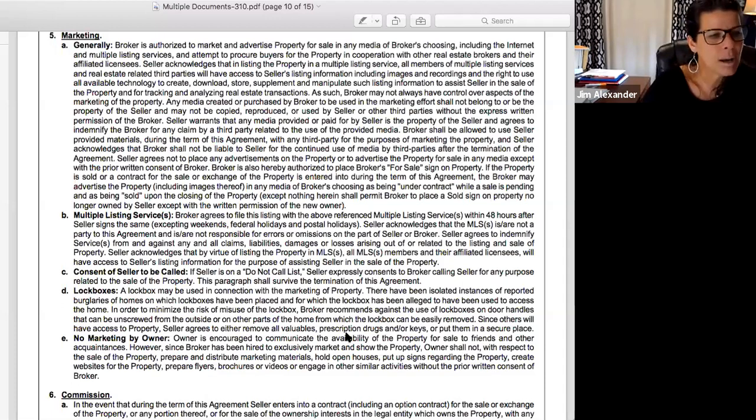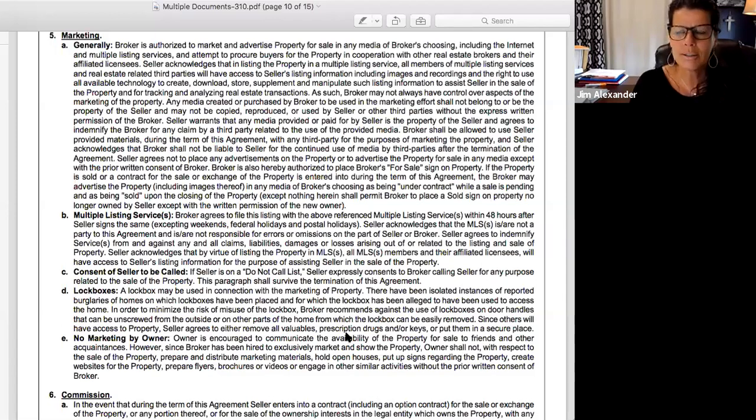D talks about lock boxes. I would go over this section in detail with your client too, that, hey, we're going to put a lock box on the property, but let's be strategic where we place the lock box. Usually, guard handrails are one of the safest places to put it. You don't want to put it on a doorknob that can be unscrewed. So try to be strategic where you put that lock box.